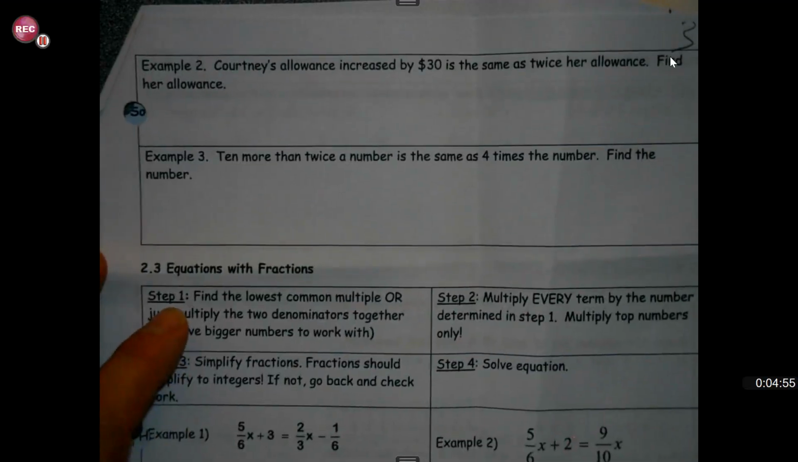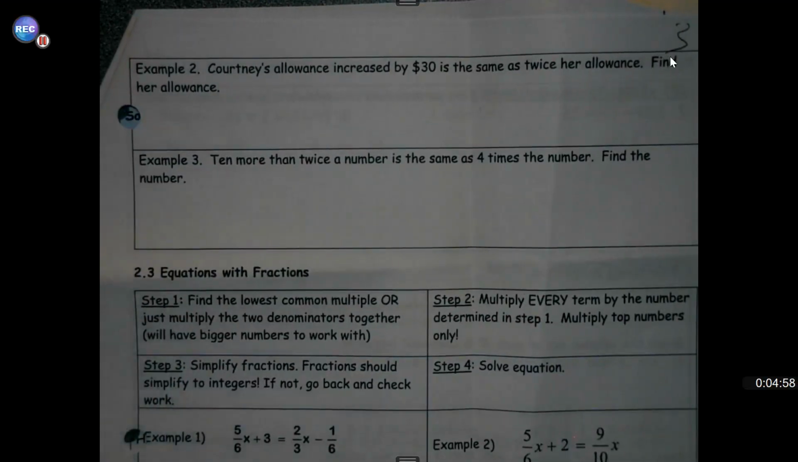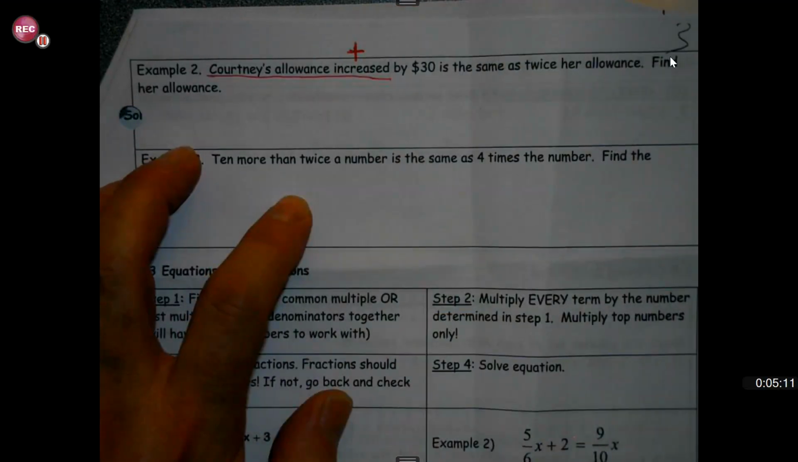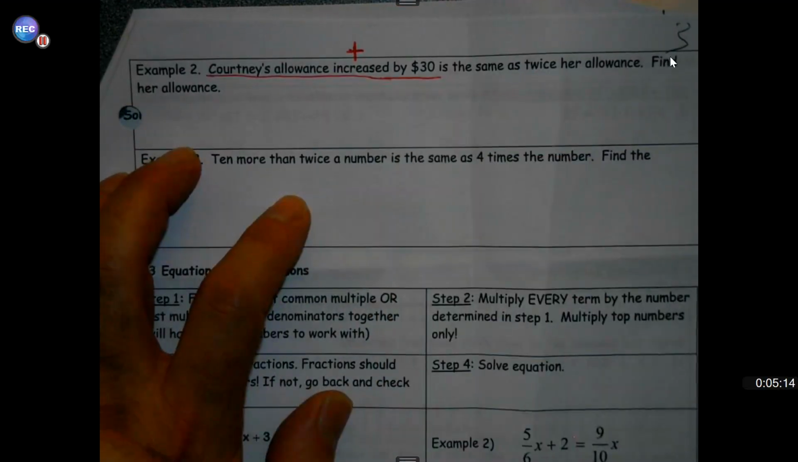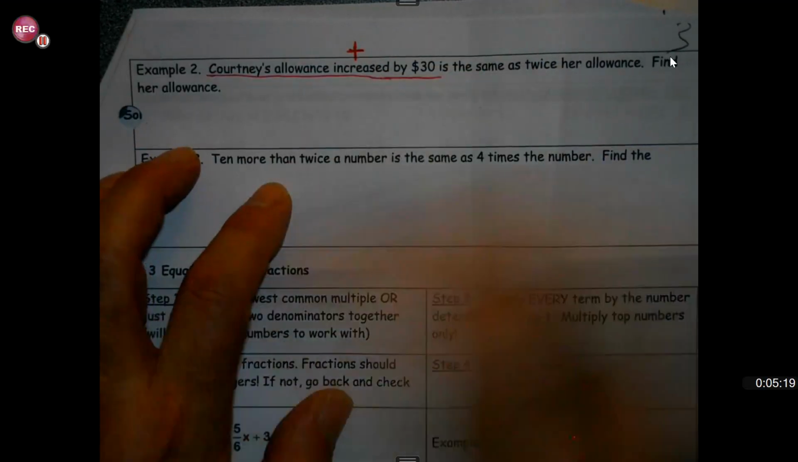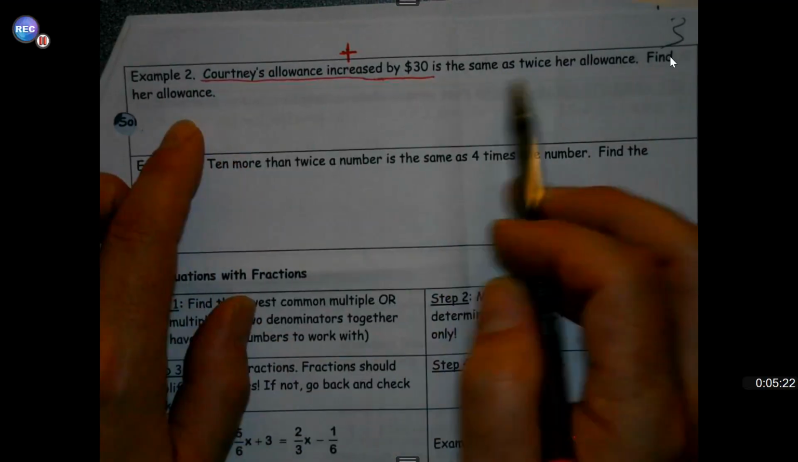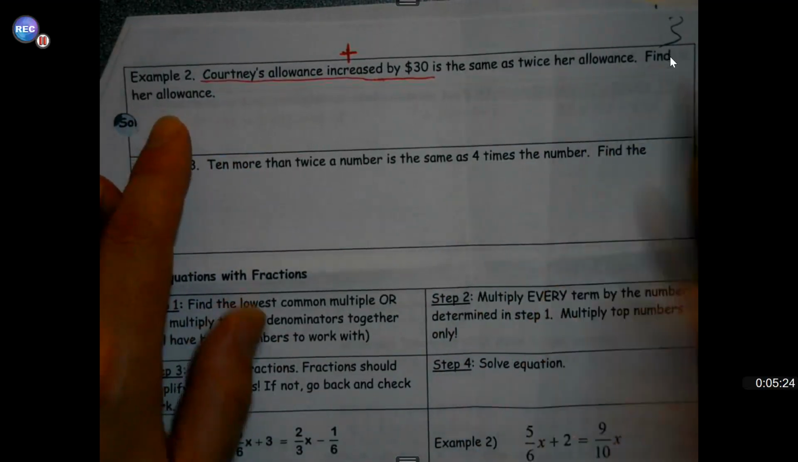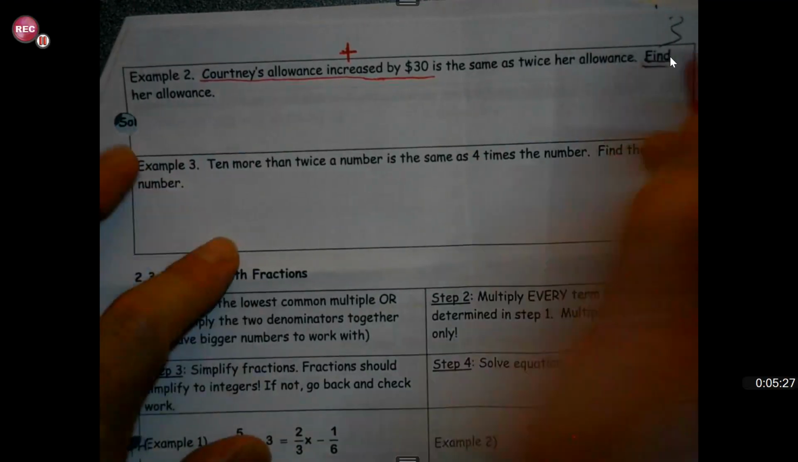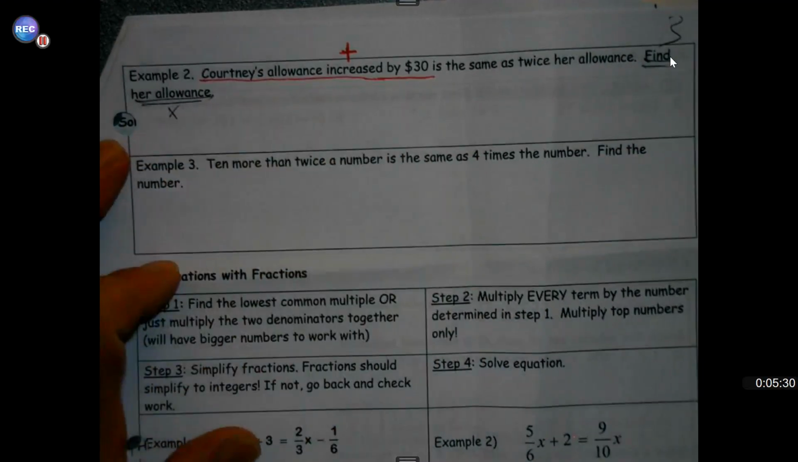Let's see here. We might have to flip back and forth a little bit. We'll see how this goes. Okay. Courtney's allowance, okay, let me grab my colored pen here again. Courtney's allowance increased, got bigger, by $30. Okay, so Courtney's allowance, now let's see. Let's read ahead for a second here. It's the same as twice her allowance. Find her allowance. Okay, so first things first. Find her allowance. Her allowance is x.